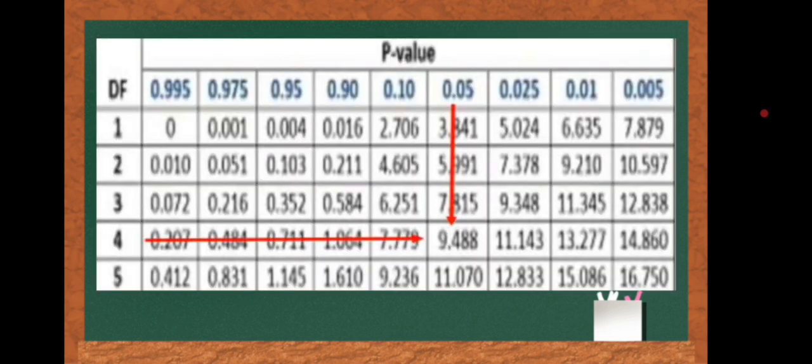Next, we check the chi-square table at a significance level of alpha equals 0.05 and with 4 degrees of freedom. At alpha equals 0.05 and degrees of freedom equal to 4, the critical value is 9.488. This means if our computed test value is greater than 9.488, we will reject the null hypothesis.